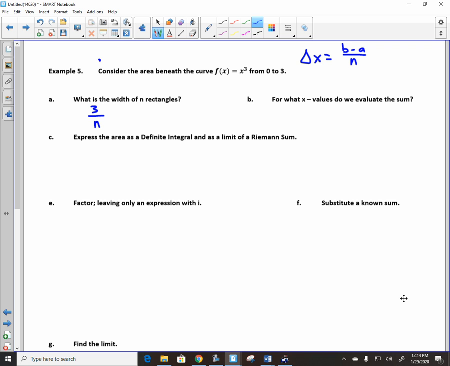And yesterday what we also learned is that your x sub i value is simply a plus b minus a over n times i. So for what x values do we evaluate the sum? What are our x sub i values? Well, what is a in this problem? 0 plus b minus a over n is 3 over n, and we multiply that by i.